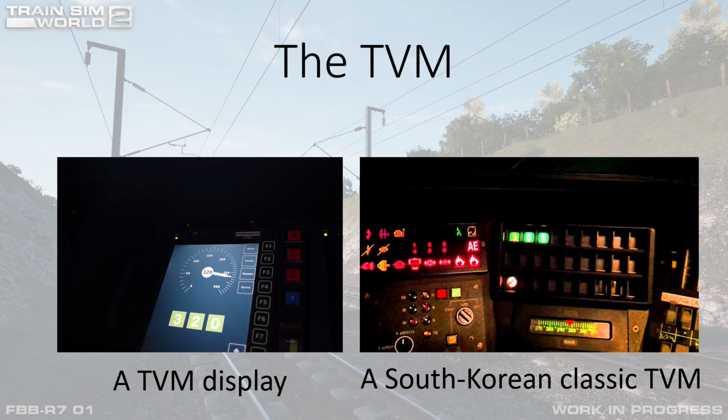So here are two examples of usage of the TVM. On the left is from a cab of a Euroduplex TGV that can also actually have the ELZB if you notice the U light on the right. This TVM display is a digital one and the most recent of them. On the right is the classic TVM display used in this case in a simulator in South Korea.